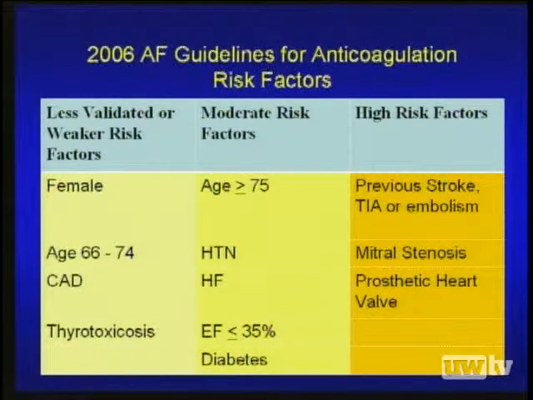What the writers of these guidelines did was to go back and look at all the risk factors and identify them as high, moderate, or less validated, or weaker risk factors. The high risk factors continued to be previous stroke, TIA, or other embolic episodes, mitral stenosis, or prosthetic heart valve disease. Moderate risk factors included older age, but you'll note that now the age cutoff is equal to or greater than 75 years of age, not the prior 65 years of age.